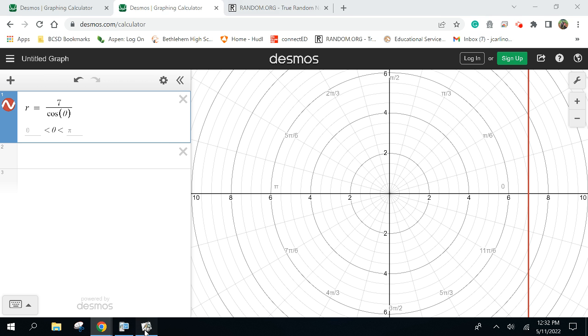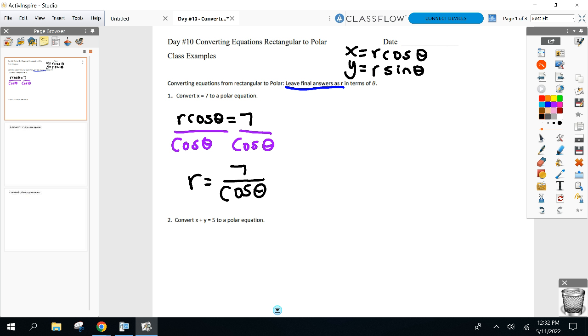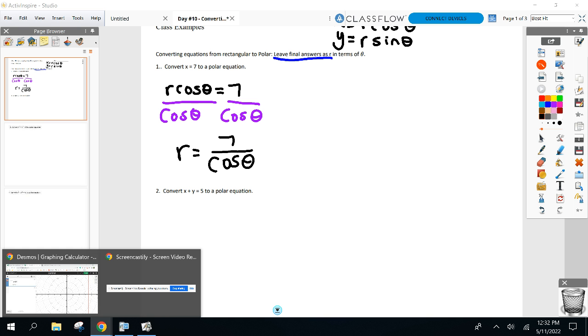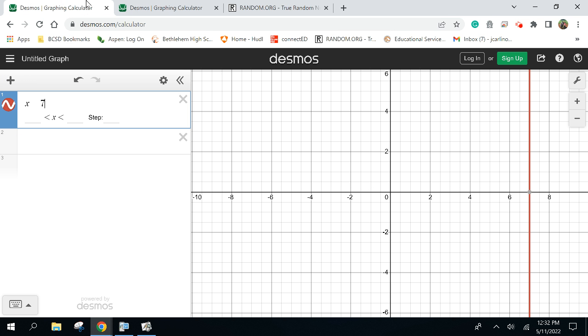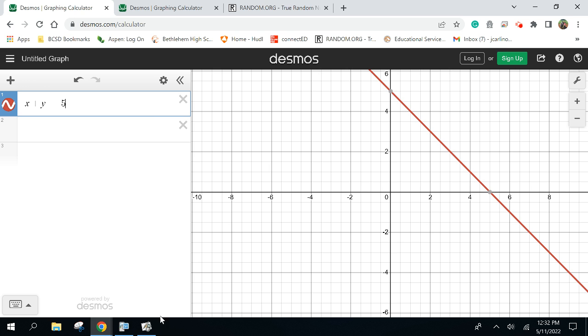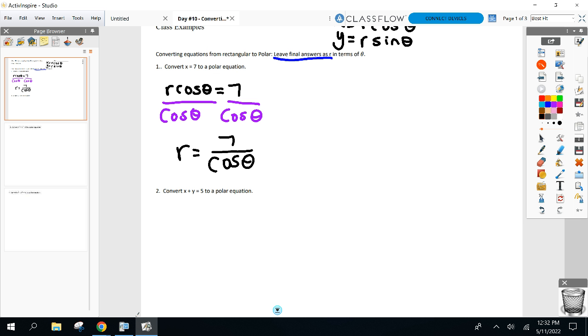So go to the second one. Before we do the second one, anybody remember what this looks like if I ended up graphing it here? x plus y equals 5. On your graph here, if I did x plus y equals 5, what is it going to look like? It's going to look like that line. So how do I get that line on the polar grid? What are you going to put in for x? r cosine theta. What are you going to put in for y?